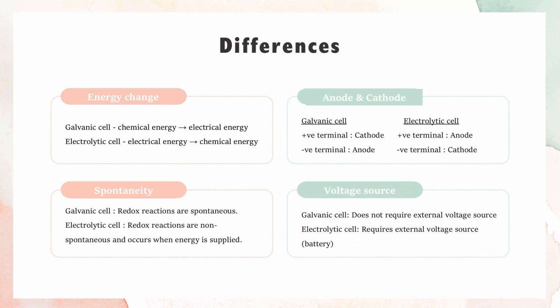Finally, galvanic cell does not require external voltage source, while electrolytic cell requires external voltage source to drive the non-spontaneous redox reaction.